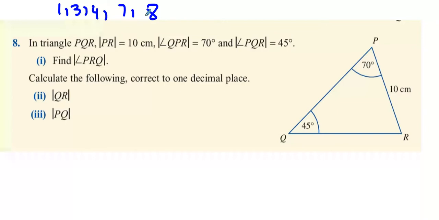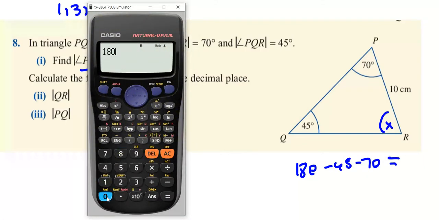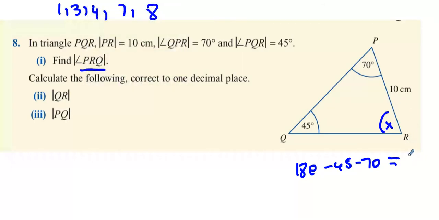I think we might call it on question 8, lads. So once again, we have to find the angle P or Q, which is this angle here. We'll call it angle X. And remember, all three angles have to add up to 180. So we get 180, take away the 45, take away the 70. And we should be able to find out what the third angle is fairly quickly. 65 degrees.